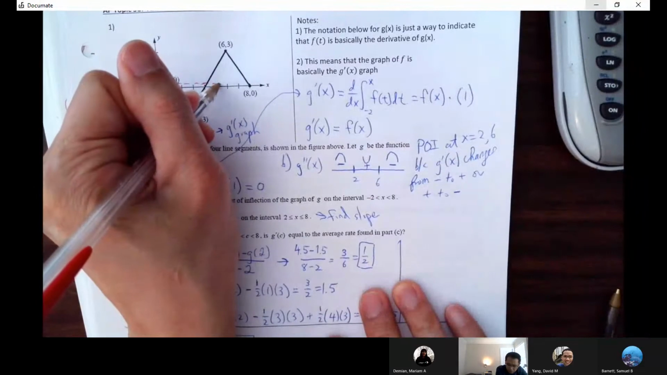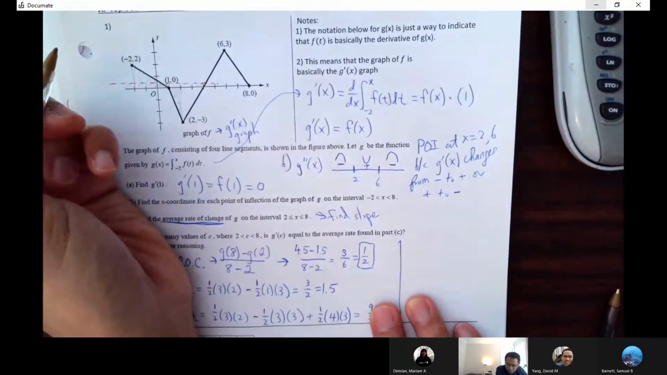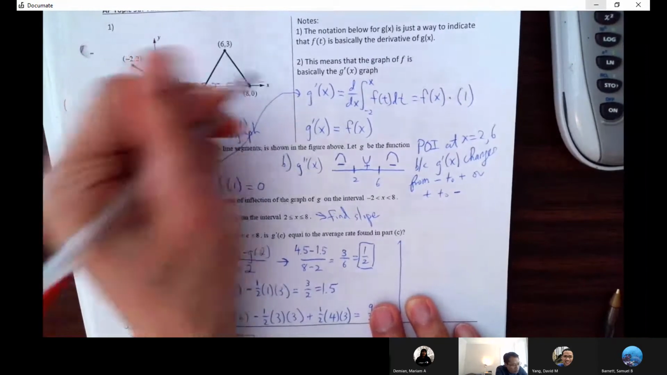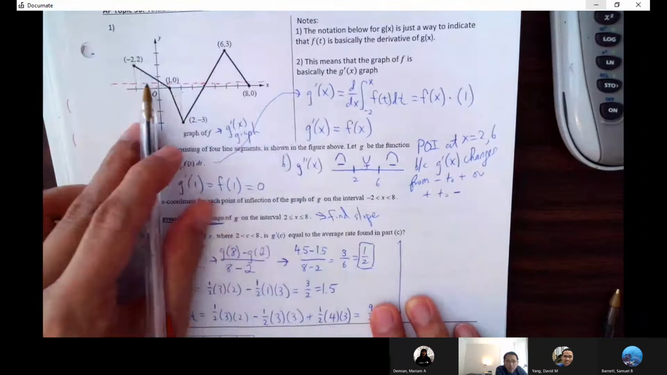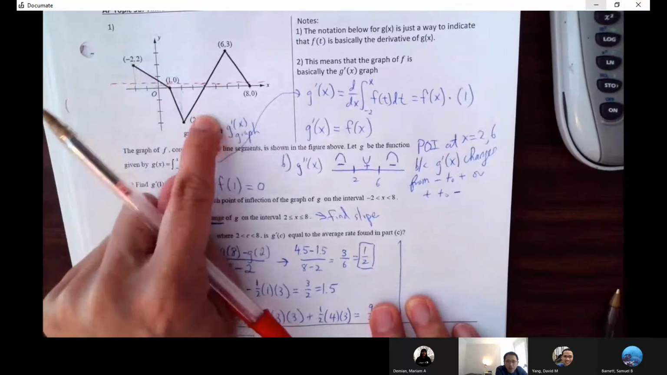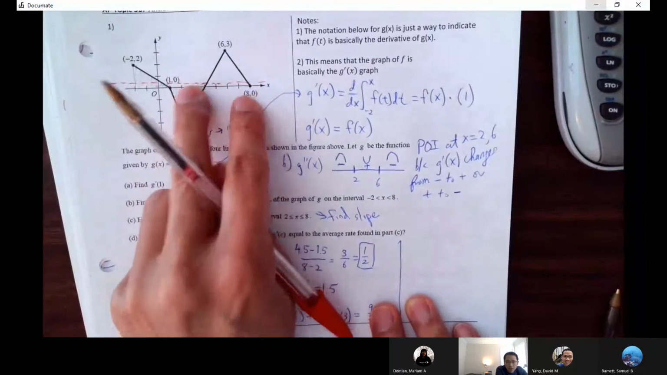Oh, it says for how many values between 2 and 8. Okay, so between 2 and 8, we see there's a value here, but that's not part of our interval, right? The interval is between 2 and 8. So we see once here and once here, so that's going to be twice.